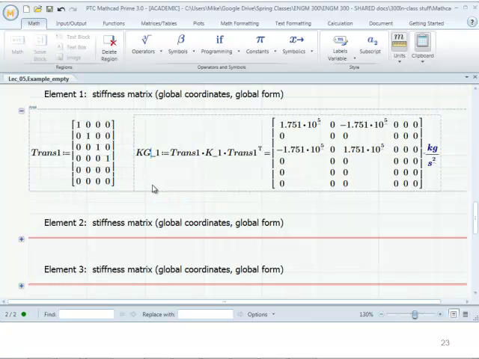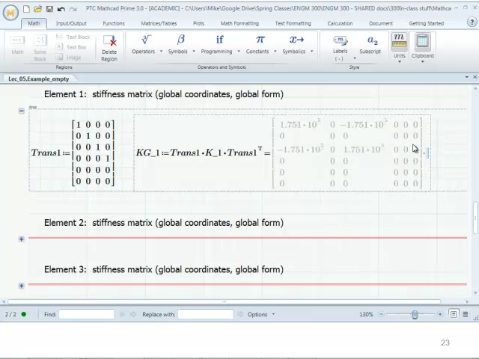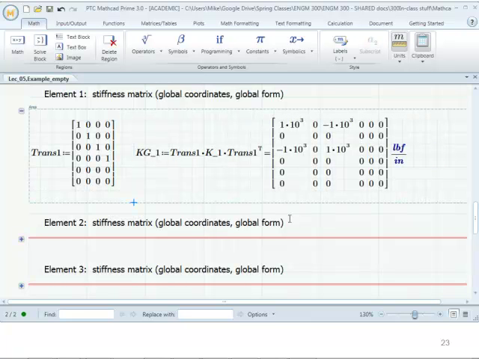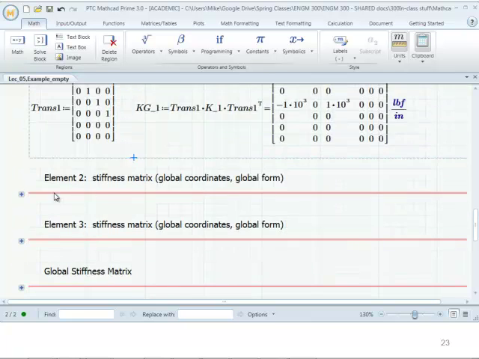Yeah, so let's look at that. So here's the question: if we have trans 1, you can't take the inverse of a non-square matrix. Right? And we got to change units on this guy as well. All right. So everybody good there? All right, so see if you can do element 2 on your own.